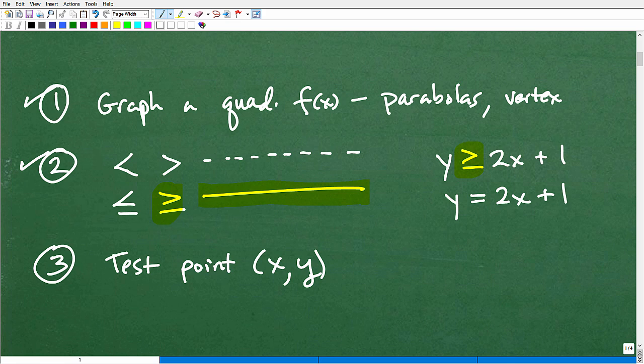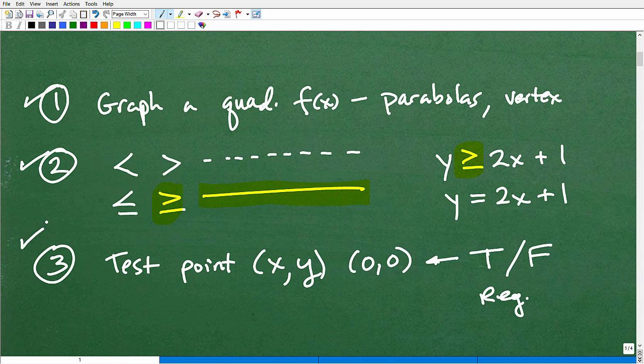Now, we always want to test the point 0, 0, unless the graph is going through the origin. In other words, it's going through the actual point 0, 0. If it's going through the point 0, 0, then you need to test another point. But if your graph is not crossing through the origin, then we're going to test 0, 0, and that's going to determine where the true or false region is, the solution region. You're going to see how this is all put together, but this is not that difficult.